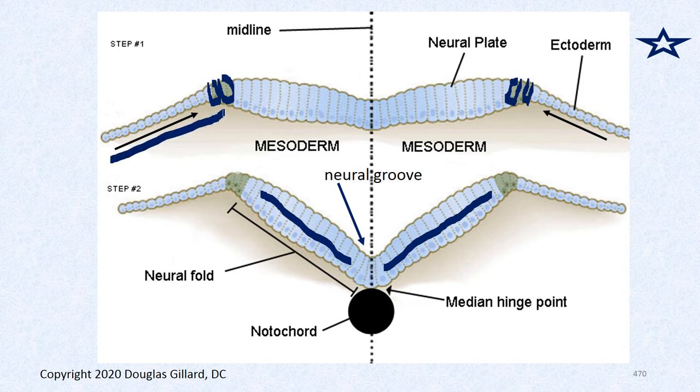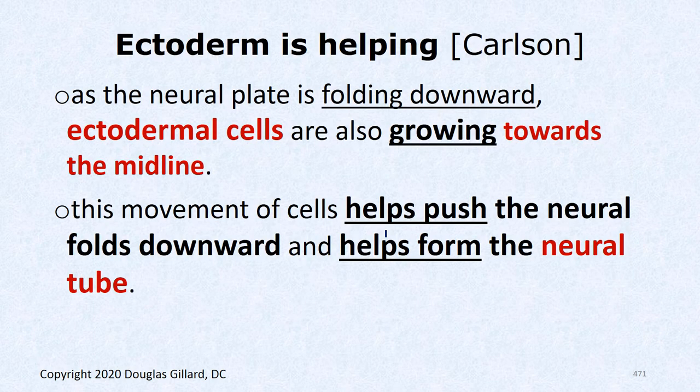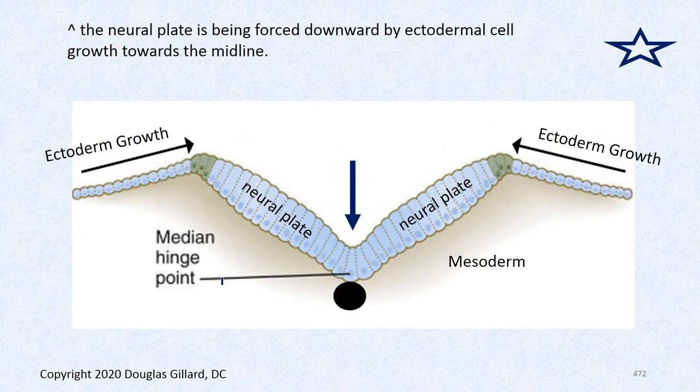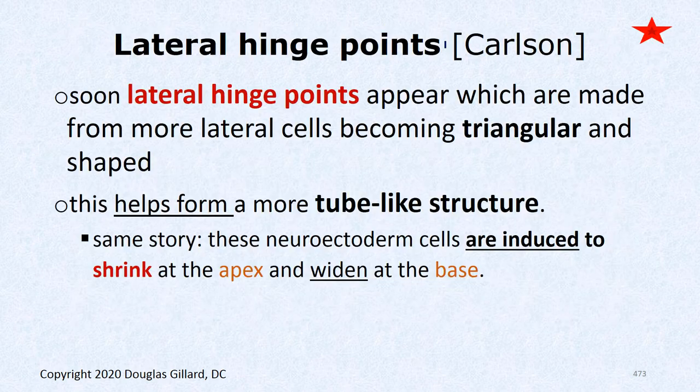Picture the ectoderm going this way. It's going to pinch this together. We're eventually going to completely bypass this thing and reform the ectoderm. Okay, so that's going to get pushed down. All right, so ectoderm is helping, as I just said. Ectodermal cells are growing together, and that pushes down the neural fold. All right, just like that. Neuroplasm is being forced downward by the ectoderm cells growing toward the midline.